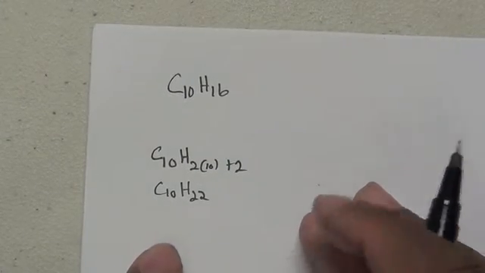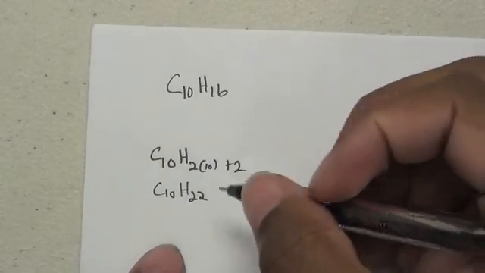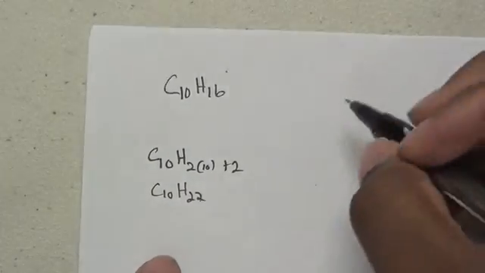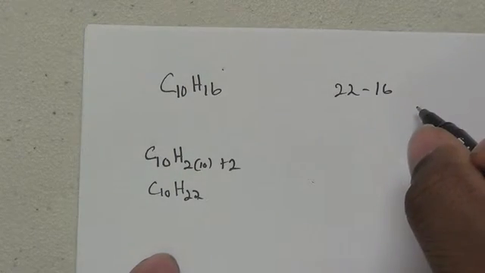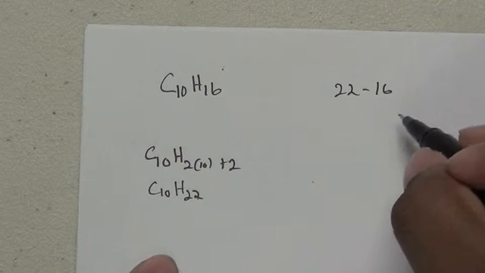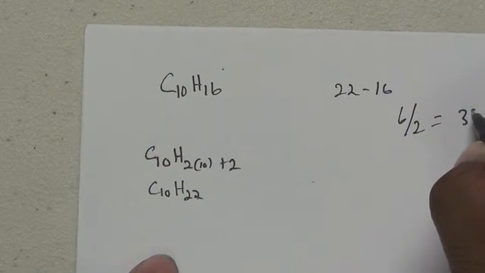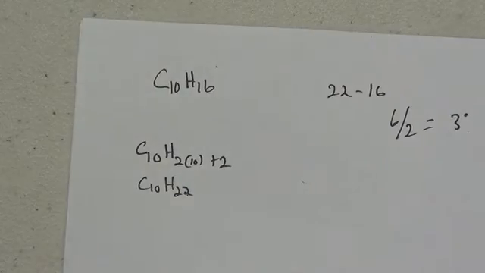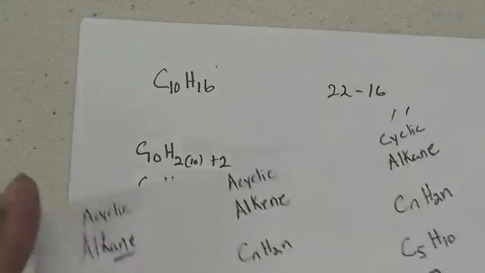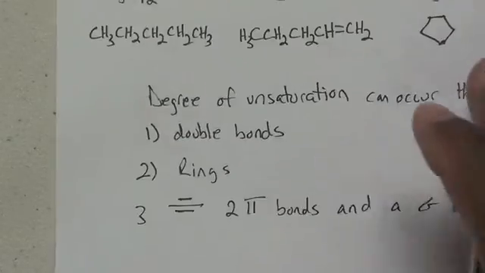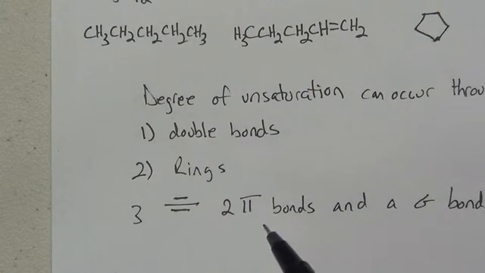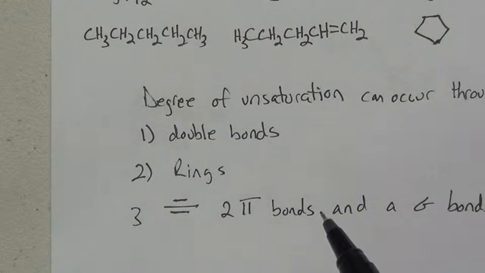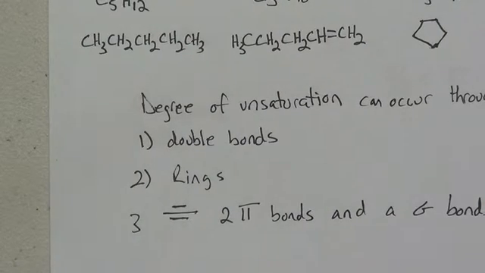So now what we need to do is determine the degrees of unsaturation. We'll determine degrees of unsaturation by subtracting this number from that number. So that'll be 22 minus 16 gives us what? 6. Gives us 6 divided by 2 equals 3 degrees of unsaturation. So we can either draw a structure with 3 double bonds, 2 double bonds and a ring, or what would that be? A triple bond and a double bond. Okay, a triple bond, double bond. That gives us our 3.